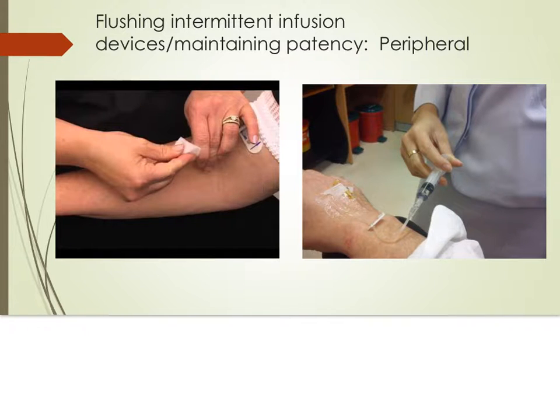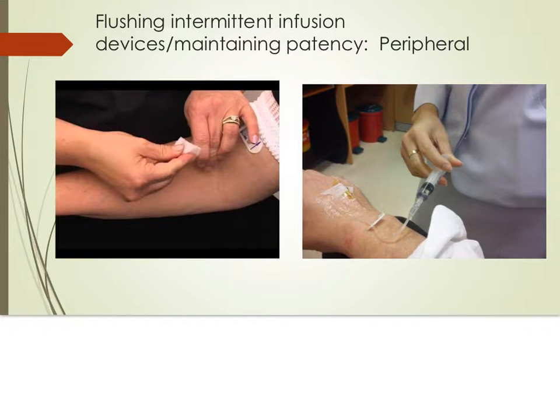Flushing peripheral intermittent infusion devices is done to ensure and maintain patency, to prevent mixing of meds, and when converting from continuous to intermittent therapy. Potential complications include contamination, infiltration, phlebitis, and air embolism. The nurse must use aseptic technique and monitor carefully to prevent complications.